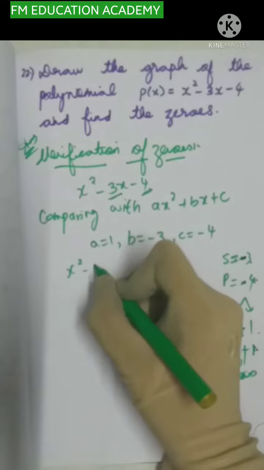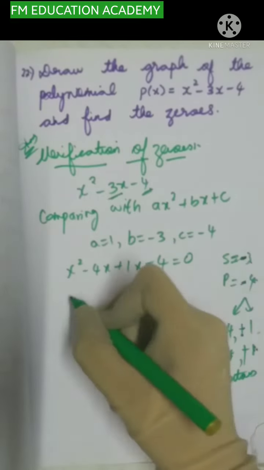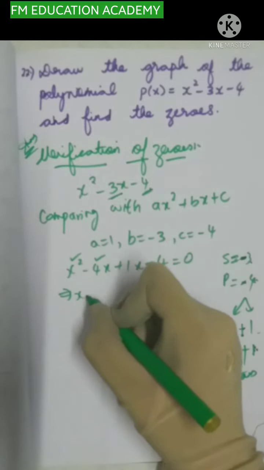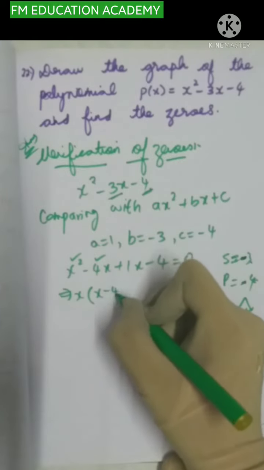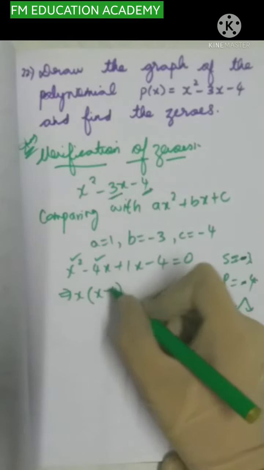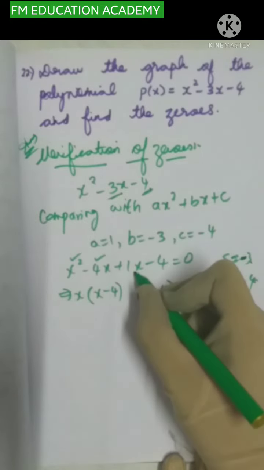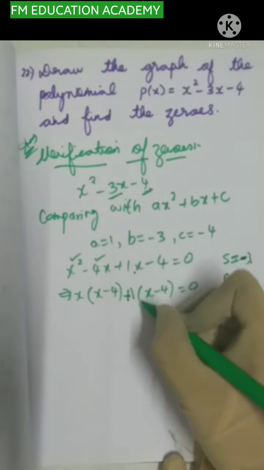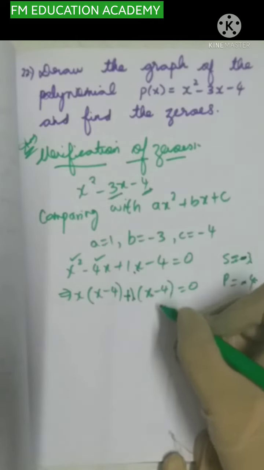So x square minus 4x plus 1x minus 4 equated with 0 to find out zeros of the polynomial. Now from this x square and this minus 4x, x is common. What is left inside the bracket? X. Here what is left inside the bracket? Minus 4. Whatever we get here, x minus 4, same thing right here also, x minus 4 is equals to 0. From 1x and minus 4, plus 1 is common, because plus 1 into x is 1x and plus 1 into minus 4 is minus 4.